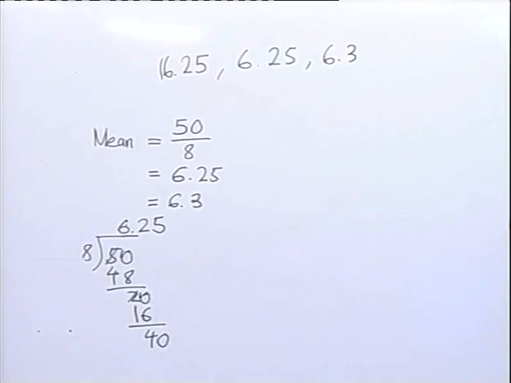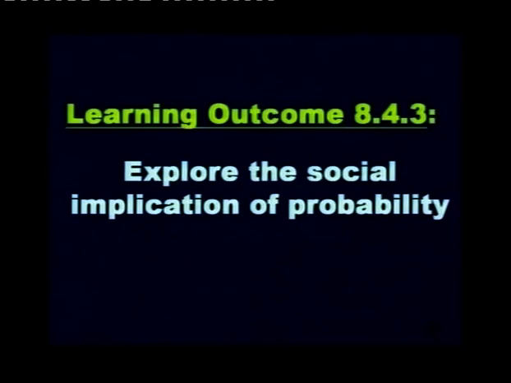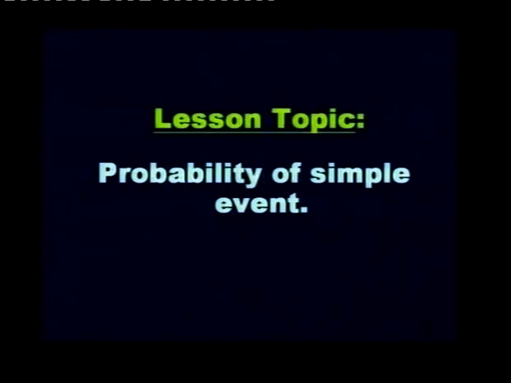Receiving students and ATs, now we will move on to our today's lesson. Our today's lesson, we will look at a new strand. So before we go any further, I'd like to introduce the strand and the substrand. Our strand is change and data. Substrand, probability, which is the new substrand. Our learning outcome is 8.43. Exploring the social implication of probability. And our lesson topic for today is probability of simple event.